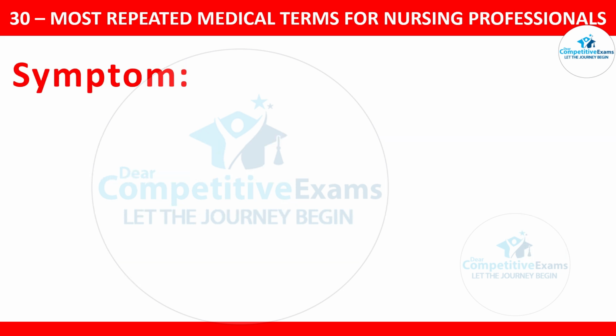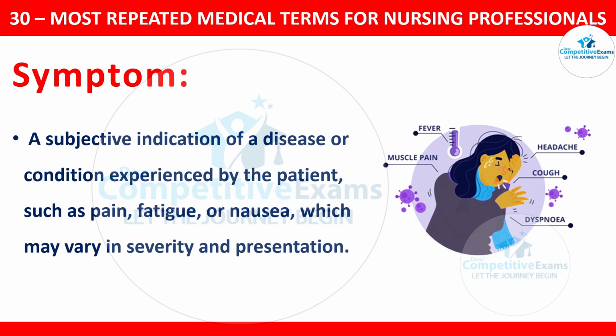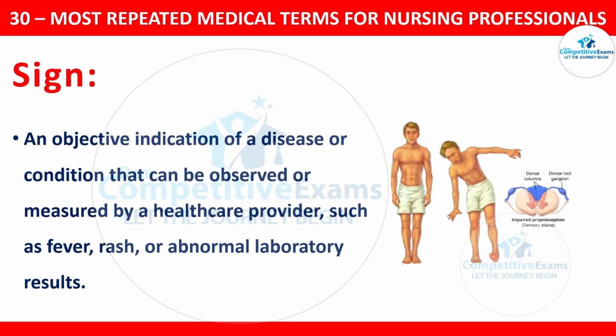Next term, symptom. It is a subjective indication of a disease or condition experienced by the patient, such as pain, fatigue, or nausea, which may vary in severity and presentation. Next term, sign. Sign is an objective indication of a disease or condition that can be observed or measured by a healthcare provider, such as fever, rash, or abnormal laboratory results.